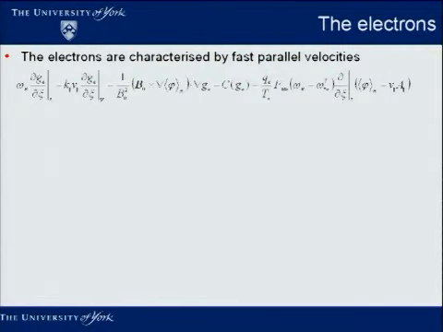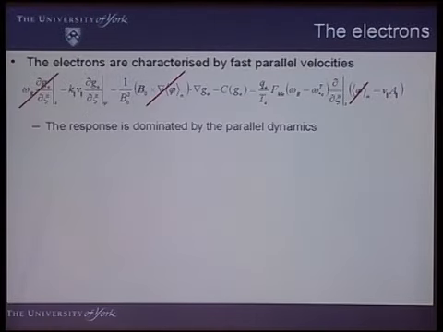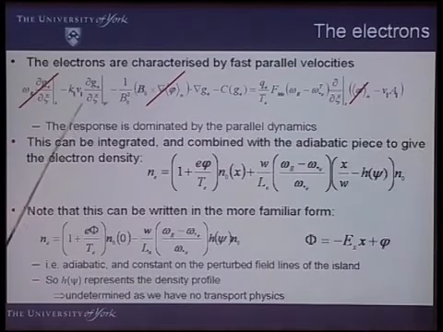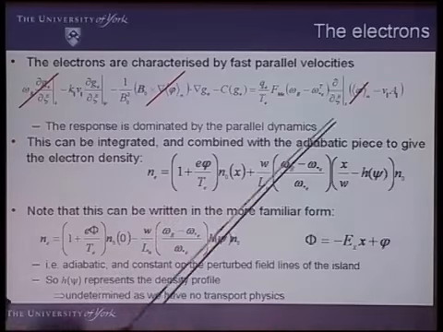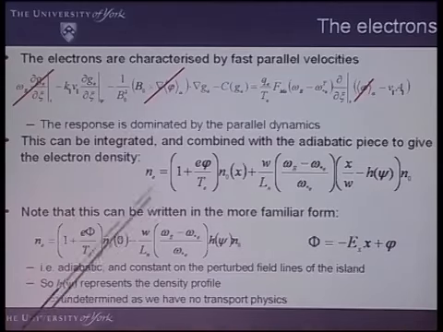And so for the electrons, the standard drift wave ordering is to say everything's dominated by the parallel dynamics. So I can immediately get rid of all these drifts for the electrons. And for the electrons, I'm basically just balancing this parallel streaming against the magnetic perturbation. And that, it turns out, you can integrate up and integrate over velocity space.